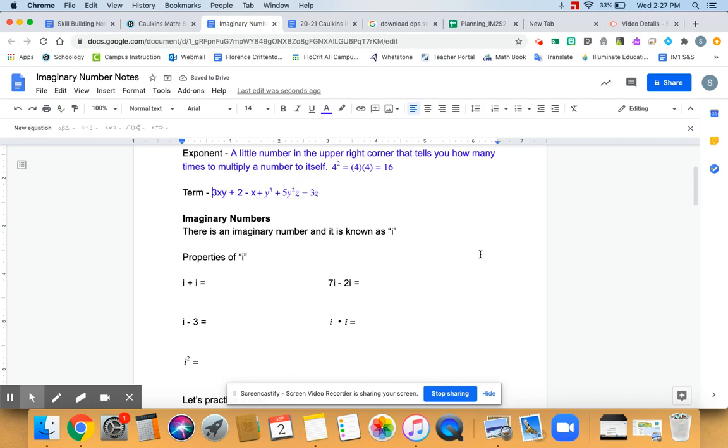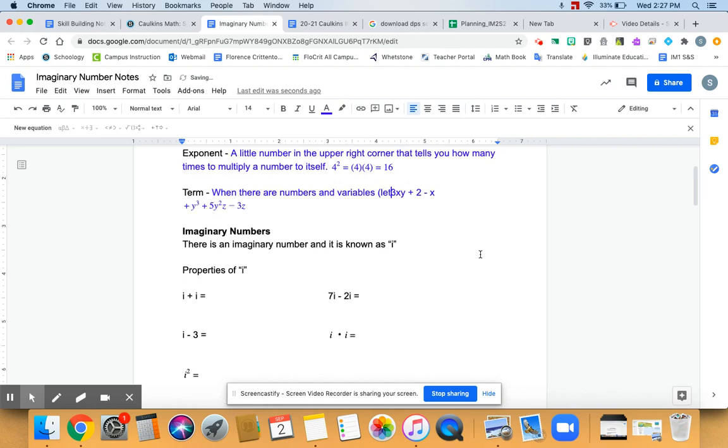So it's called its own term when there are numbers and variables being multiplied together with no plus or minus sign separating them. Variable just means letter.